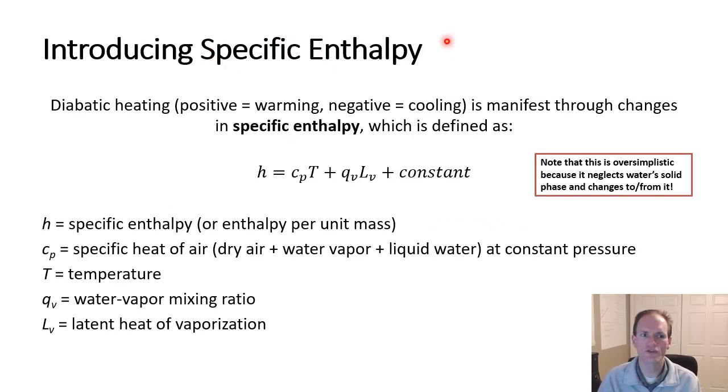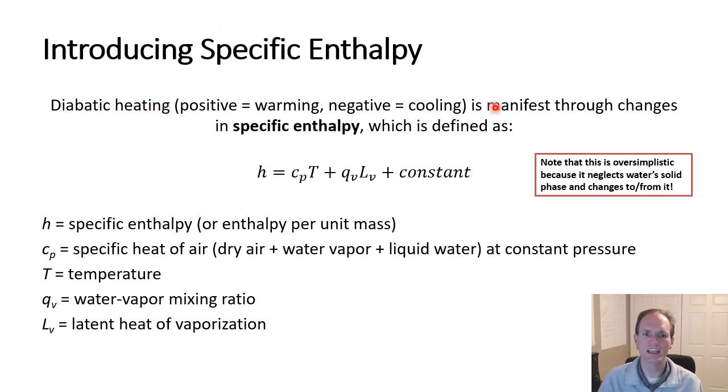So first, let's introduce this concept called specific enthalpy, or enthalpy per unit mass. So diabatic heating, and we'll use the term heating very generically. When we're talking about warming, we'll say warming, and that will be positive diabatic heating. And when we're talking about cooling, we'll say cooling, negative diabatic heating. But whenever we say diabatic heating, we're not specifically saying that it is warming. It could be warming or cooling depending upon the sign.